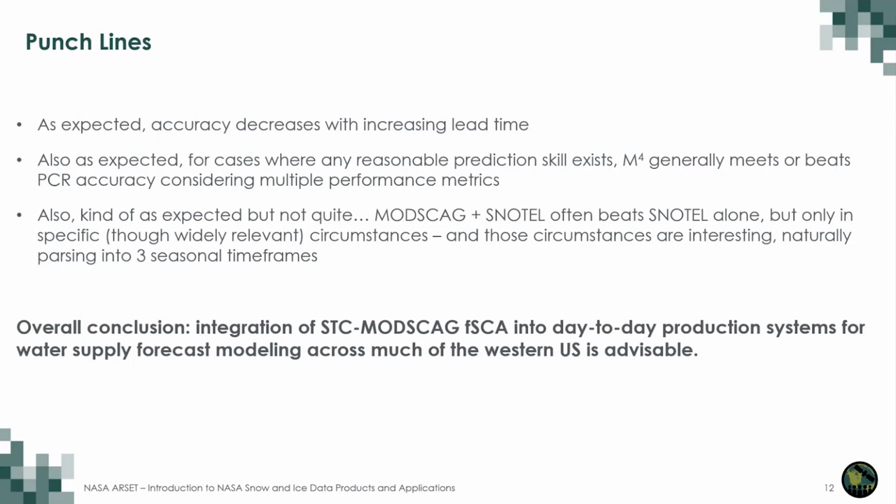Getting down to the nuts and bolts of it, though, using the combination of both satellite data and in situ data often beats just using the in situ data alone. So it's probably not too much of a surprise. In situ data is just measurements at a point in space. Even if you have several SNOTEL stations, those are still just a few individual points in space, and you're looking at the snowpack across much of a watershed. So the satellite data fills in the gaps. But SNOTEL actually provides snow water equivalent, whereas MODSCAG is just providing snow covered area. So having the two together improves the forecast, but not in all cases. And it parses naturally into 3 seasonal timeframes that I'll go over in the next slide.